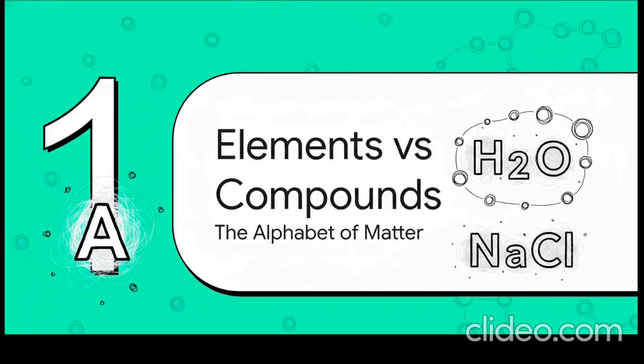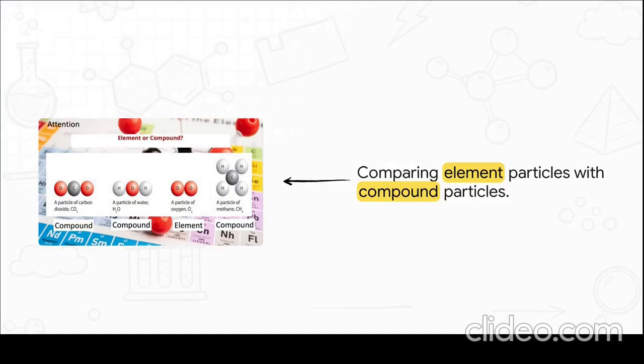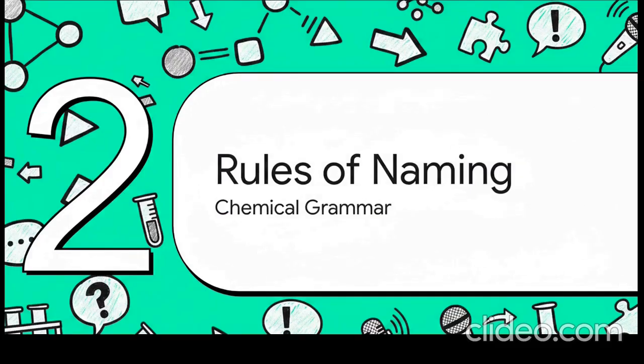All right, Section 1, Elements versus Compounds, the alphabet of matter. If you take a look at the oxygen particle, you'll see it's just two red spheres. It's pure, it's unmixed, and it's made of only one type of atom. That right there is an element. But then, look at carbon dioxide, water, and methane. These are compounds. They're these beautifully bonded combinations of different atoms. You can physically see the gray carbon bonded with the red oxygen, or the red oxygen holding tightly onto two white hydrogens. Think of it this way. An element is a single raw ingredient, but a compound? That's the baked cake.